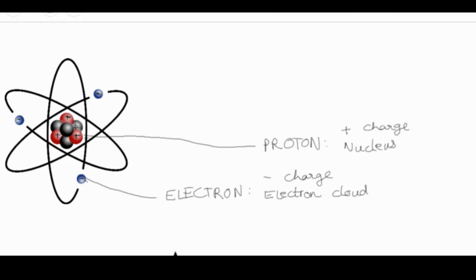And the other subatomic particle in the nucleus is called a neutron. And as the name suggests, it is neutral, so it has no charge. So no charge, neutral charge, no charge, and it's in the nucleus, just like the proton. But there's even more that I want to talk about these three subatomic particles.